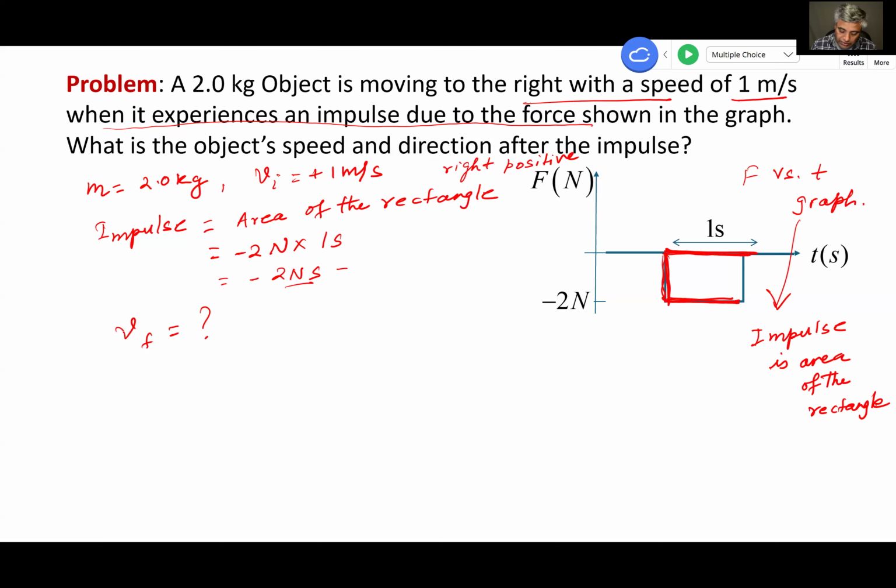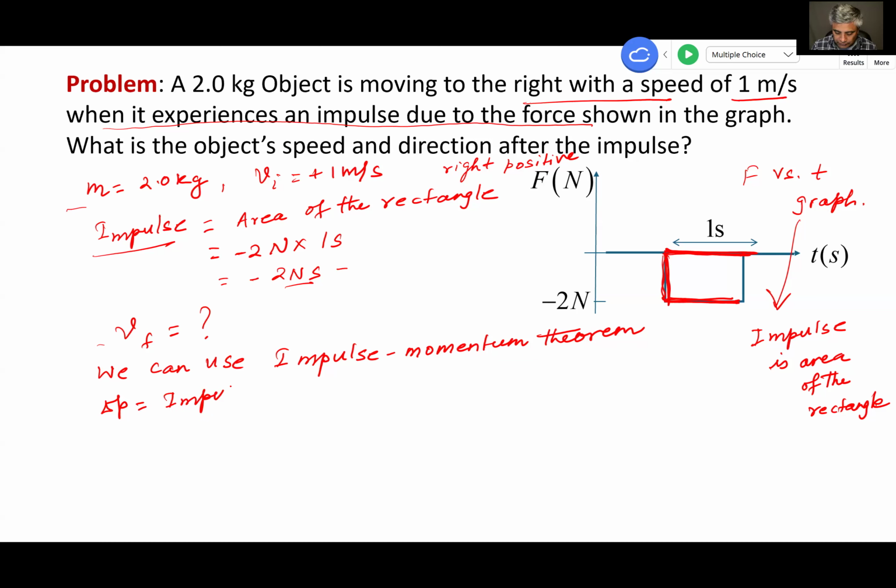So here there is impulse, mass, and velocity. So we can use impulse is equal to change in momentum. That is also called the impulse momentum theorem, right? A change in momentum is equal to impulse. And change in momentum is m v_f minus m v_i. It's the same object. Mass is not changing, only velocity is changing, right? And impulse, we already calculated it.